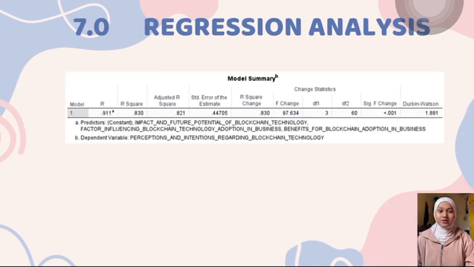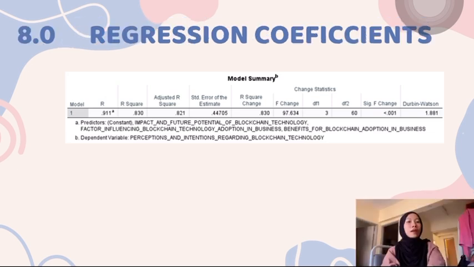7.0 Regression analysis. The model shows a strong and reliable relationship between the factors influencing blockchain adoption and people's intention towards it. 83% of the variation in how people view blockchain adoption is explained by this model, making it highly effective. The model is robust with accurate prediction and no significant issue with autocorrelation, so it is a reliable result for decision making. Next is 8.0 Regression conclusion.